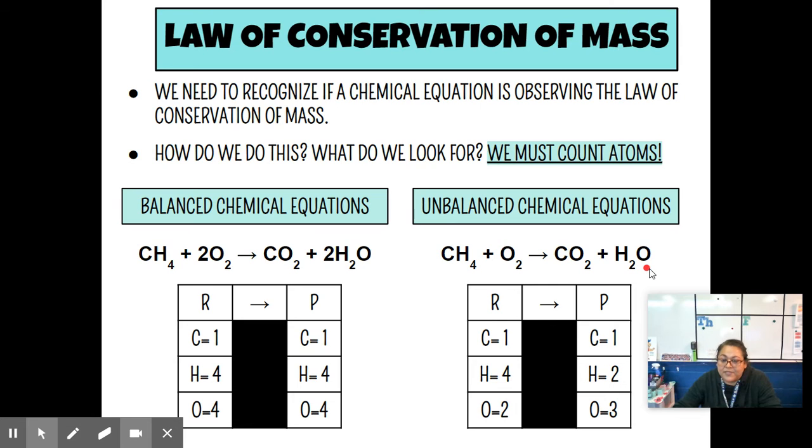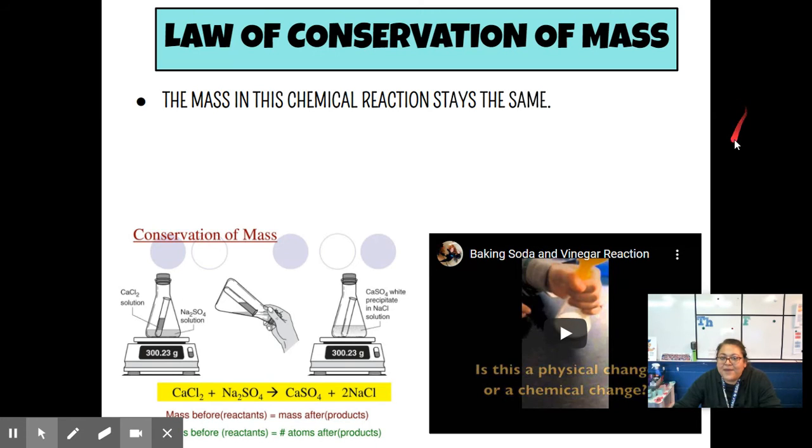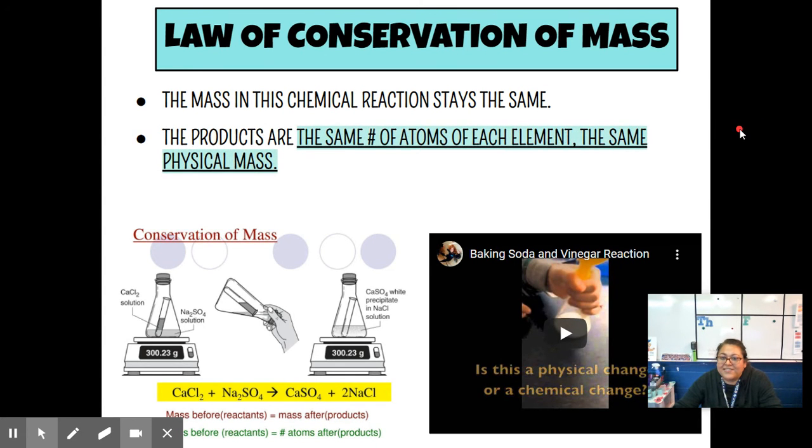So I've got 3. And that doesn't match up. This is not a balanced equation. This is not following the law of conservation of mass. The mass in this chemical reaction must stay the same. The products have the same number of atoms of each element, the same physical mass even.